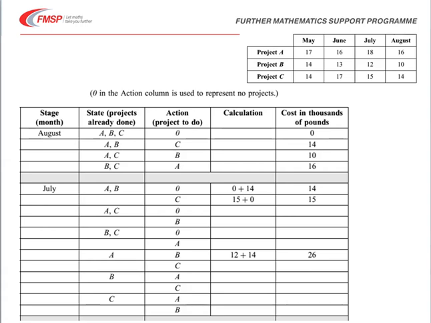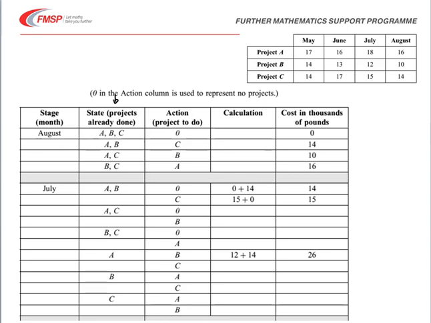We're just taking a little bit of time first of all to study what information has already been added to the table. You can see that in August then we could either have actually completed all of the tasks A, B and C, so there's nothing left to do in August, or alternatively we've done 2 of the tasks, so A, B, A, C or B, C.